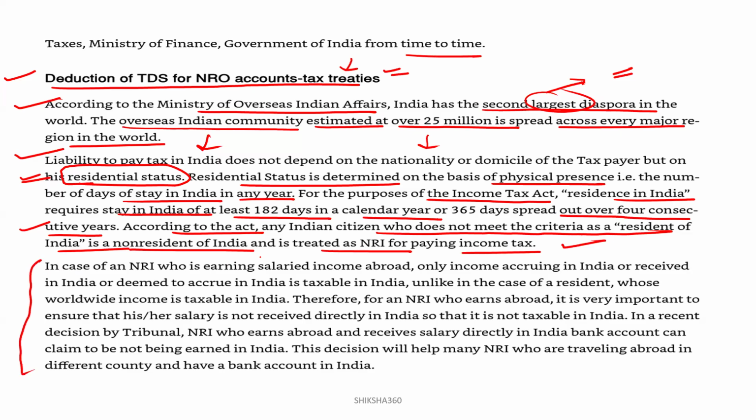In case of an NRI who is earning salaried income abroad, only income occurring in India, received in India, or deemed to occur in India is taxable in India, unlike in the case of a resident, whose worldwide income is taxable in India. Clear? Basically, for the person who is residing in India, the total income is taxable in India. So for an NRI who earns abroad, it is very important to ensure that his or her salary is not received directly in India, so that it is not taxable in India.